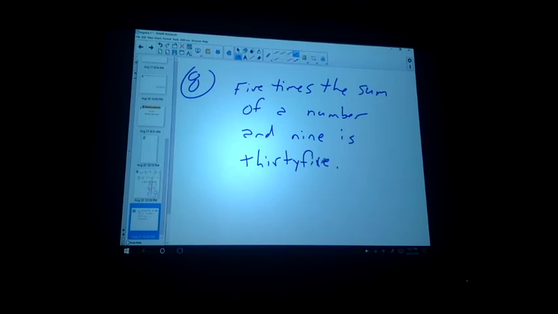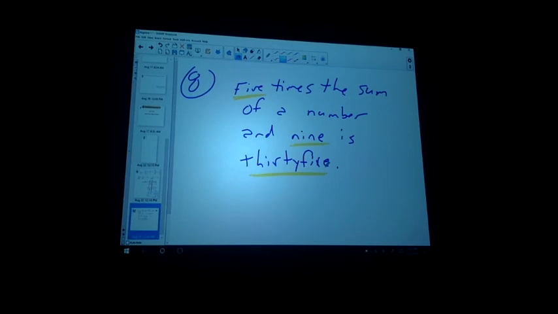5 times the sum of a number and 9 is 35. Well, first thing I'm going to do is start identifying numbers. That's a number. That's a number. And that's a number. So 5 times the sum of a number and 9 is 35. This is going to be a special kind of number. What kind of number are we going to call that? Starts with a V, ends with an E, has variable in the middle. Variable. Make sense? So this part right here is going to become our x value.